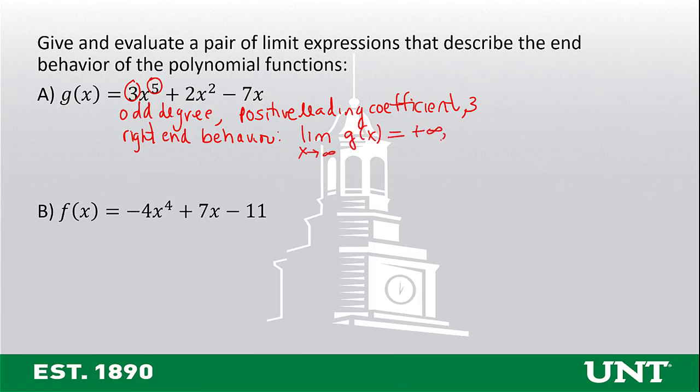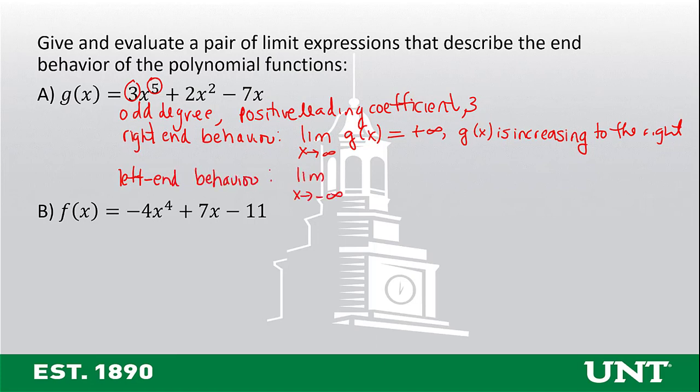The right end behavior, that is, the limit as x goes to positive infinity of g of x, is going to be positive infinity. That is, the function is increasing to the right. The left end behavior, which is the limit as x goes to negative infinity of g of x, turns out to be negative infinity. That is, the function is decreasing to the left.